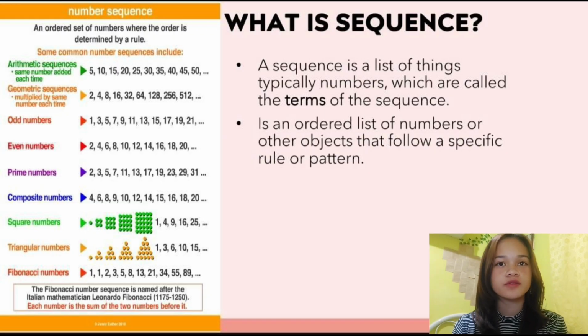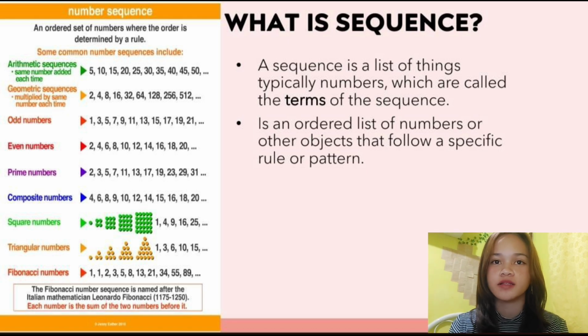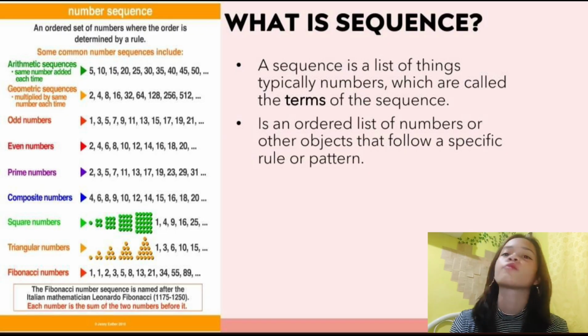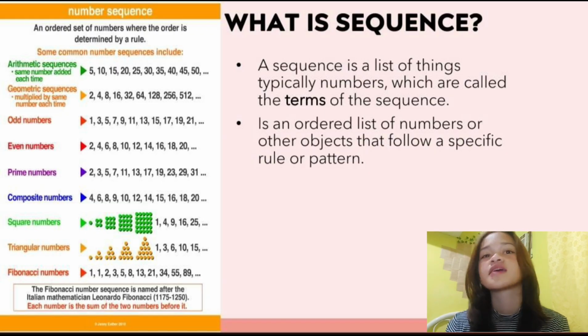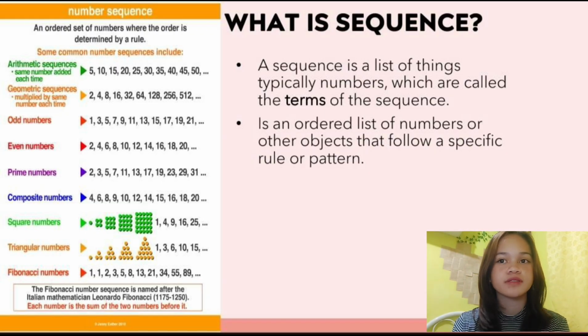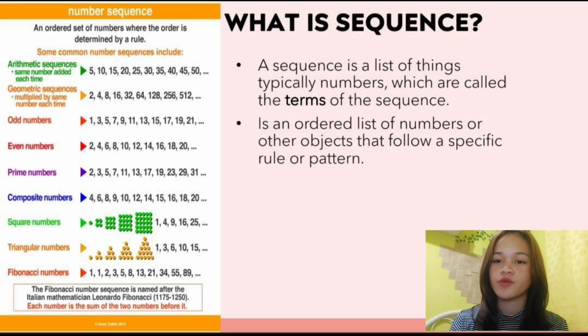Common examples include arithmetic sequence, where you add or subtract a fixed number each time. Example, 5, 10, 15, 20, and so on. Geometric sequence, where you multiply by the same number each time. For example, 2, 4, 8, 16. Even and odd numbers, prime numbers, square numbers, triangular numbers, and Fibonacci numbers are also examples of different types of sequences. In short, a sequence shows how numbers follow a certain rule or pattern.